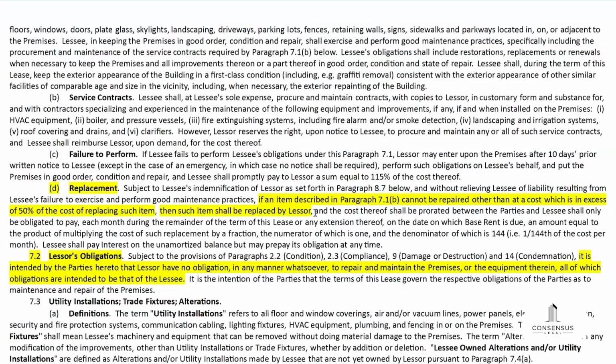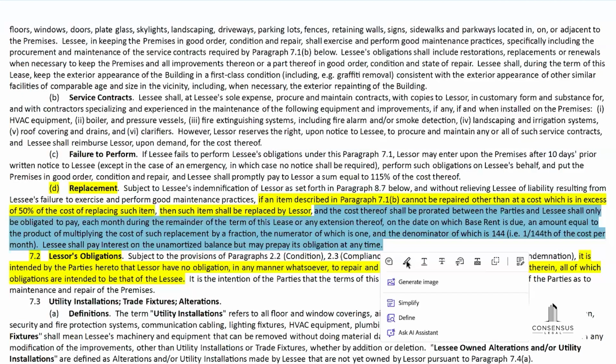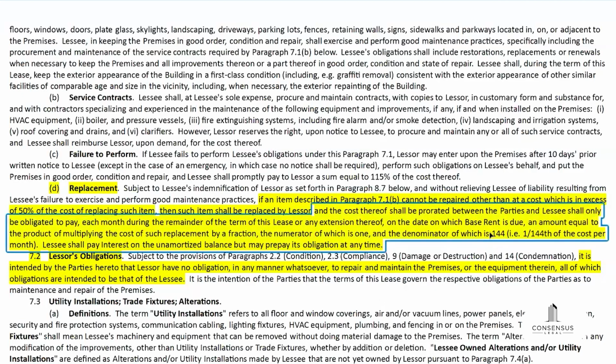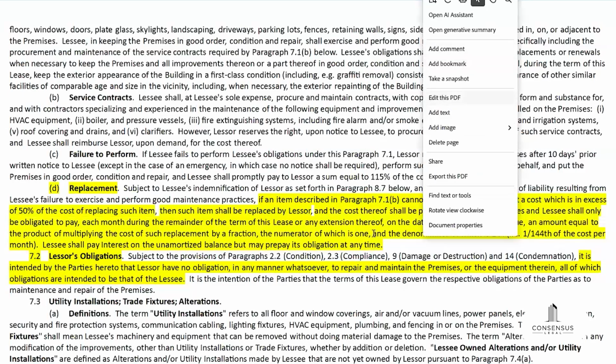But lessor's not solely responsible for that expense. The cost is actually shared and prorated between the parties. And if you look at the end here, it's amortized over 12 years.